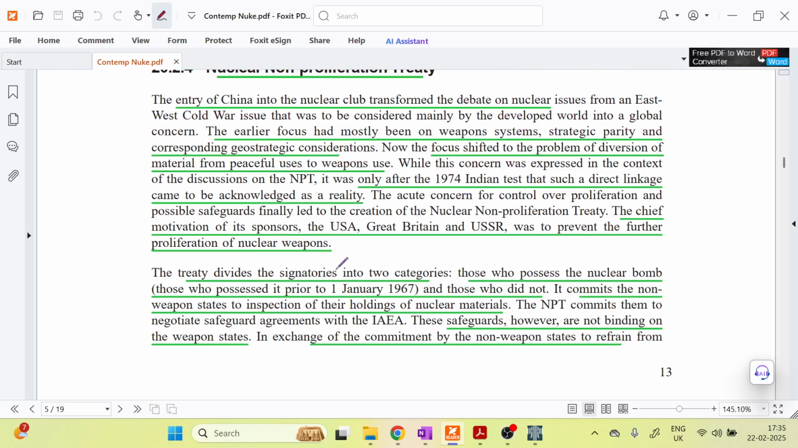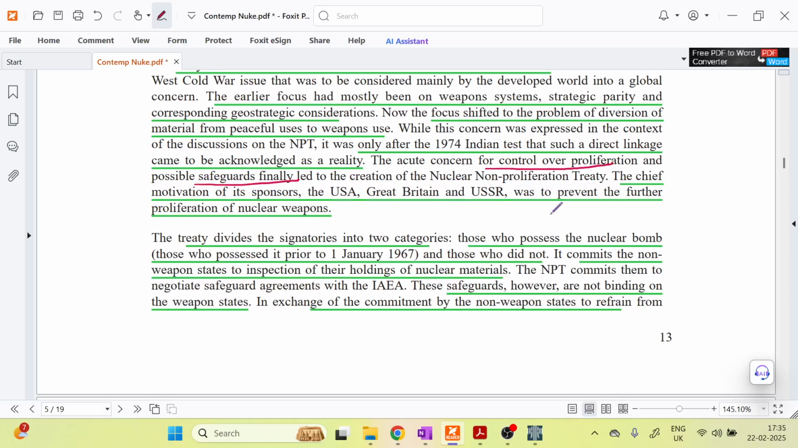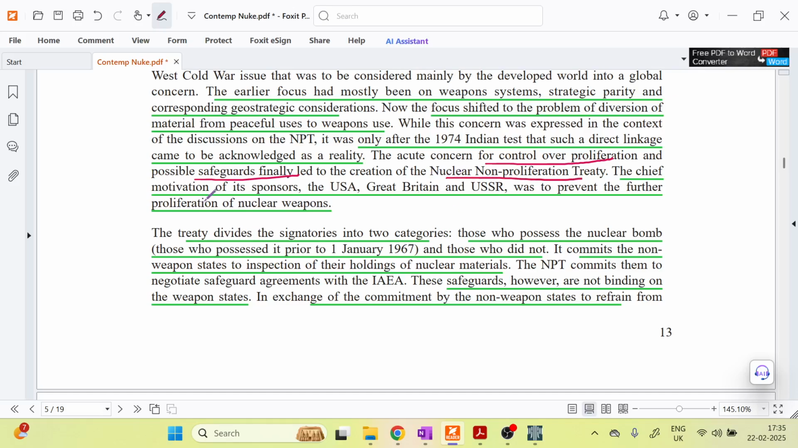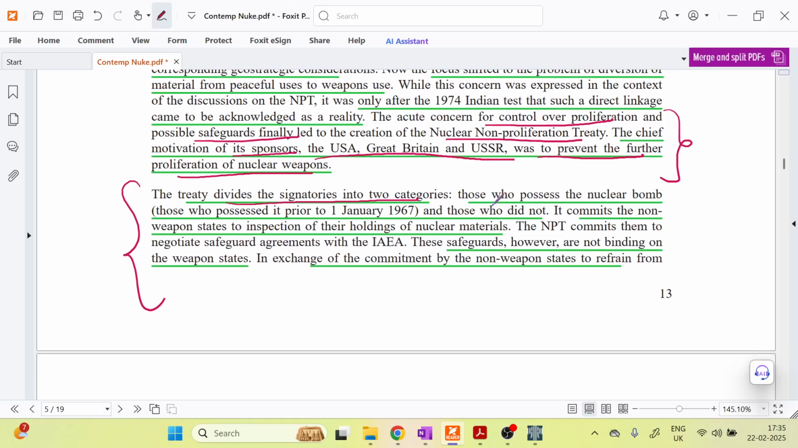So this concern for control over proliferation and possible safeguards led to the creation of the NPT, and the chief motivation of its sponsors, the USA, Great Britain and USSR, was to prevent further proliferation of nuclear weapons. This treaty divided the signatories into two categories: first, those who possessed the nuclear bomb before the cutoff date, 1st January 1967, and those who did not.